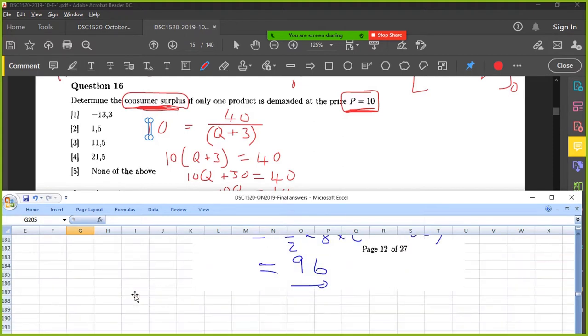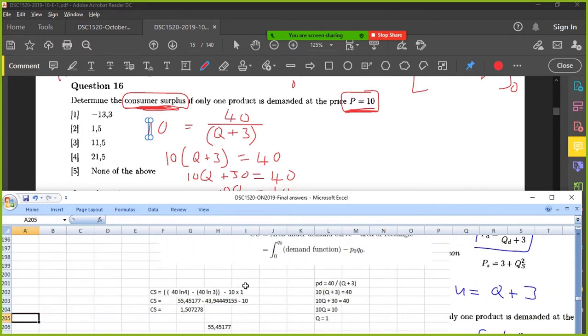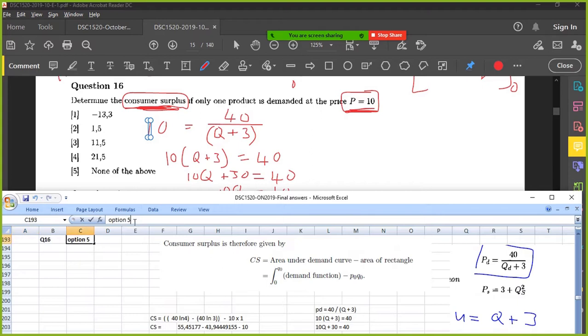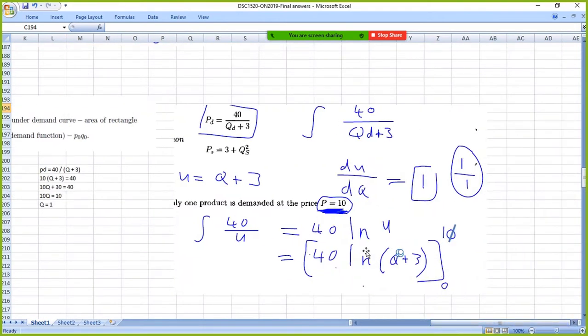So let me correct this. Where's my answer for this? There, option 5. Okay, that I need to correct. So when we did this the first time, there's an error here. When I did the integration, the definite integral, I used 0 to 10. I think I might have just put a 0 incorrectly, or maybe I used the P incorrectly, but yeah, it's 0 to Q. Q was 1, P was 10. So that's obviously an error.